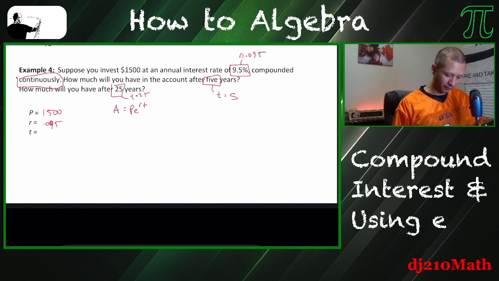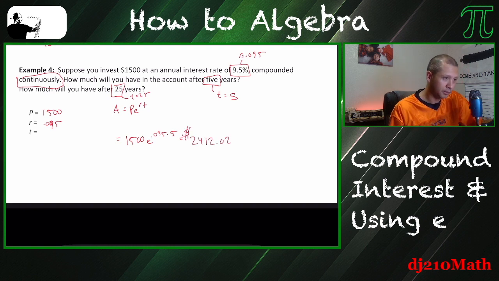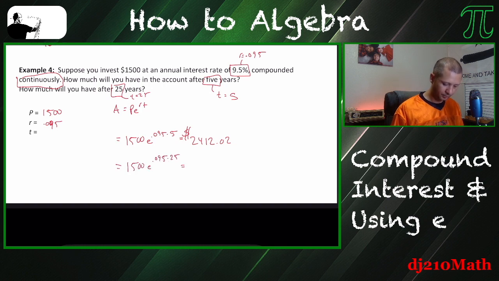So first off, if we do 5 years, we would get $2,412.02. 25 years. So the same thing, except instead of 5, we're doing 25. This is 16,126.52.